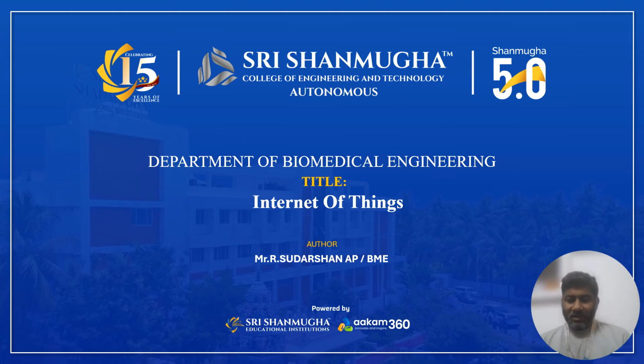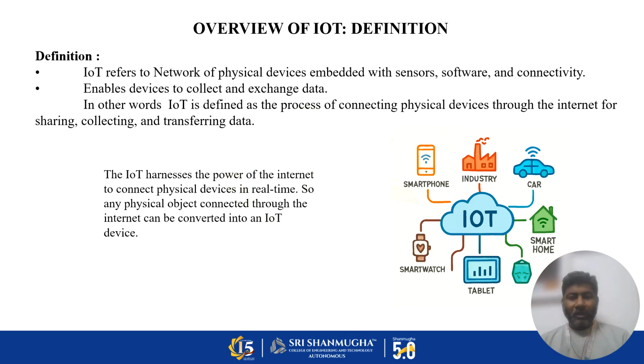Now we are going to see about Internet of Things. So what it is and how it is used, we will see it in a sequence. So what is IoT? IoT refers to a network of physical devices embedded with sensor, software and connectivity. So why do you need connectivity and software? Because they need to exchange data between each other.